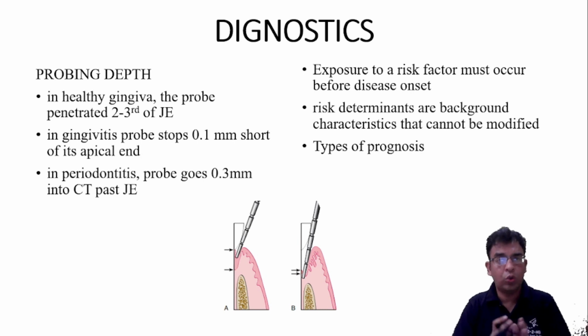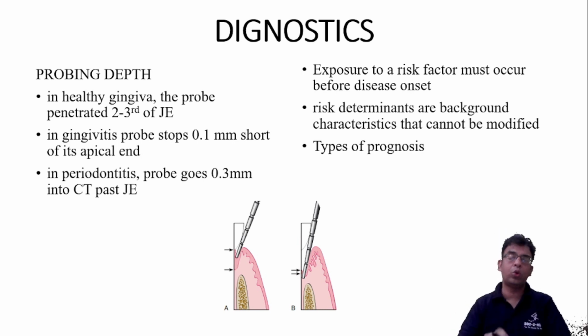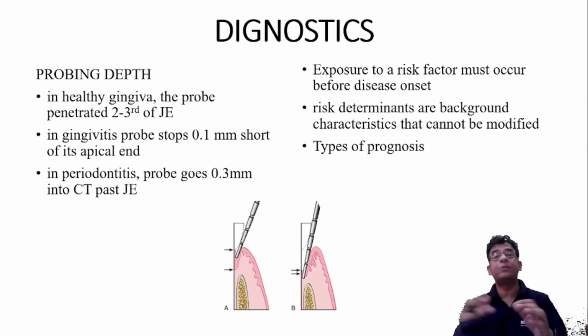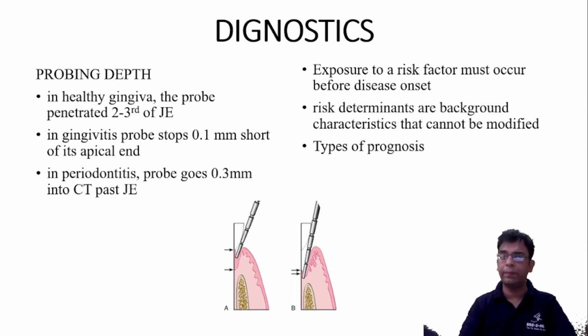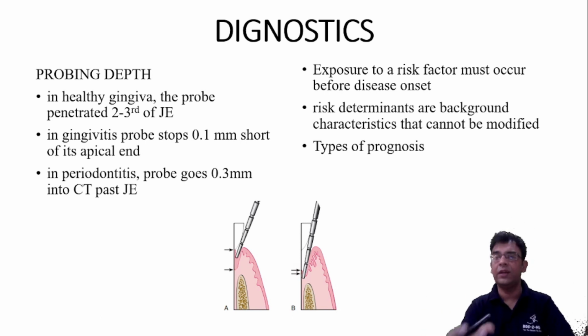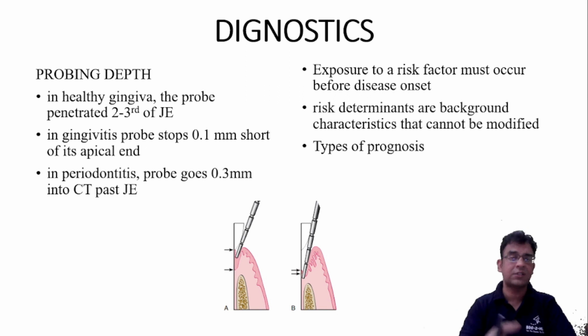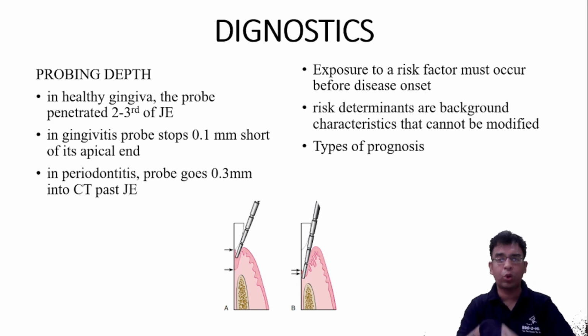Okay, so probing depth, how do you probe, probing force, types of probes, first generation, second generation, automated probe, pressure sensitive probes, everything is important about probing in diagnostics. Then you can see Bana test and everything, radiographic aids you can see. Then your risk factors, prognosis, those chapters are important.